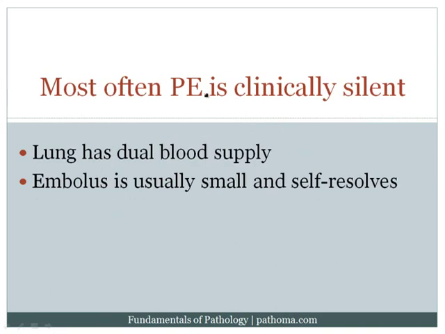Now, most often when patients get pulmonary embolus, or PE, it's clinically silent, and that's for two reasons. Number one, the lung has a dual blood supply. Remember that the pulmonary artery is going into the lung, so that's one blood supply, and then you've also got the bronchial artery coming off the aorta that also goes to the lung, which essentially keeps the lung tissue alive and healthy, and so that's a second blood supply. So even if you were to occlude a small area of the lung, the second blood supply would be able to sustain the lung. So that's one reason why PE is usually clinically silent.